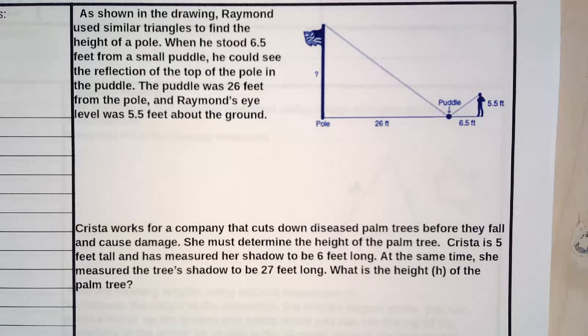As shown in the drawing, Raymond used similar triangles to find the height of the pole. When he stood 6.5 feet from a small puddle, he could see the reflection of the top of the pole in the puddle. The puddle was 26 feet from the pole, and Raymond's eye level was 5.5 feet above the ground. How tall is the pole?